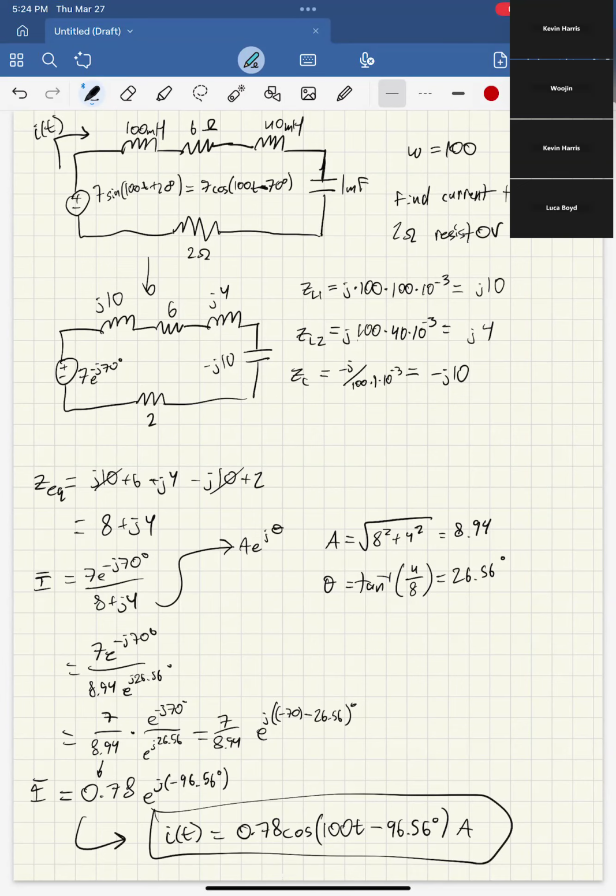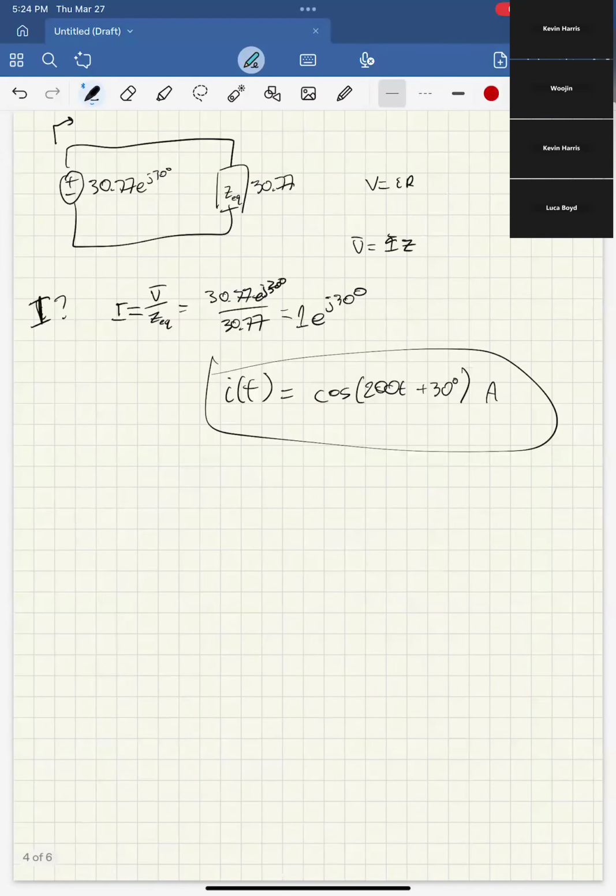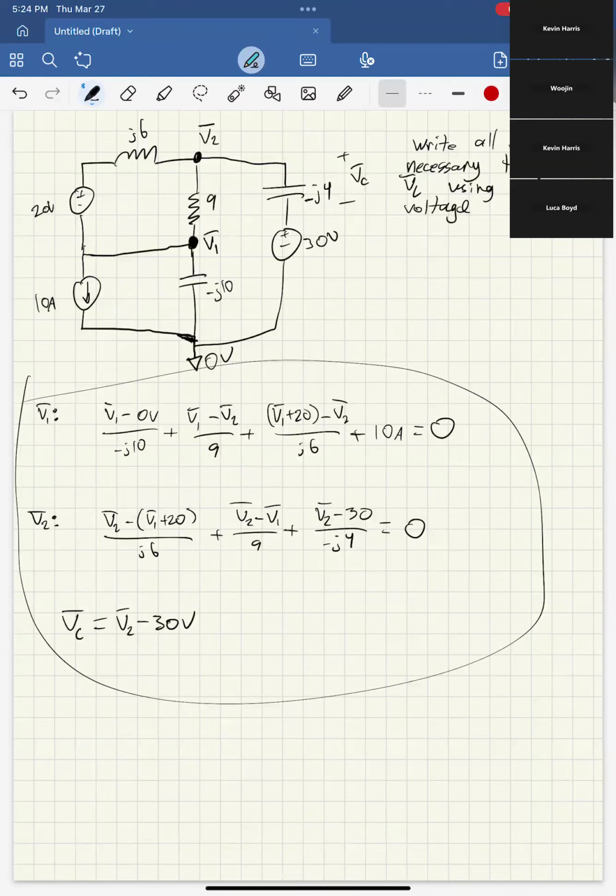I saw a question about the previous problem: how did I get the V1 plus 20? When we're doing this term, this is all V1. So if I want to find the current going this way, voltage sources you can think of as not directly affecting the current. What's going to affect the current is this impedance, which you can think of as a resistor. What determines the current is the voltage on either side of this impedance box.